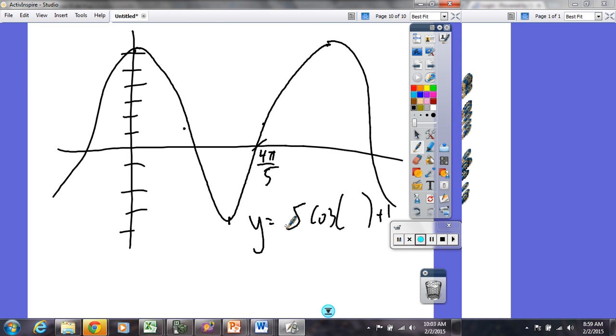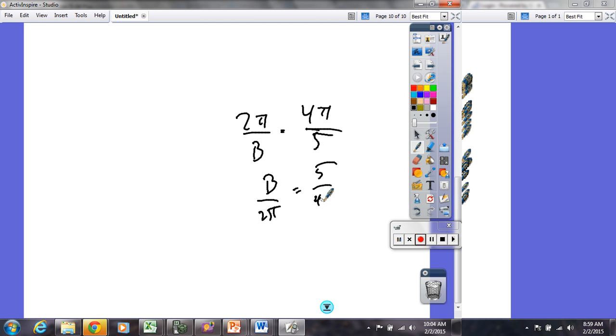So then I come back down and I say, okay, what is my period? How far did it finish in? It finished in 4 pi fifths. What is an equation to find our period? Oh, I have it. And then solve for b. So therefore, you can either crisscross or do traditional math by flipping. And then I say, oh, turn to 2 pi over. B is 5/2.